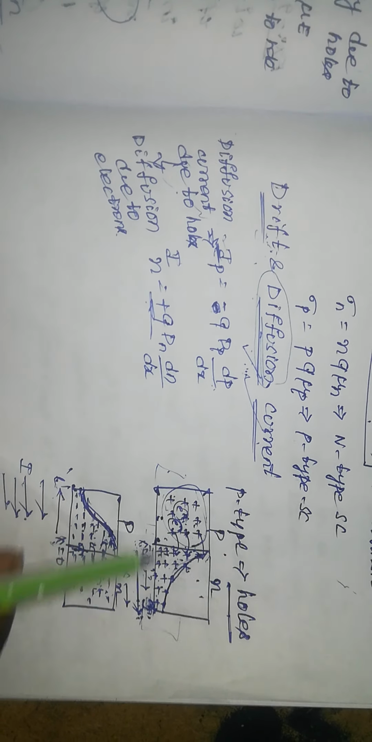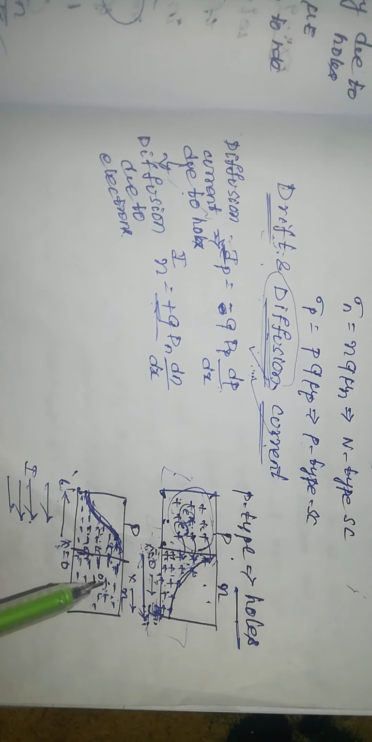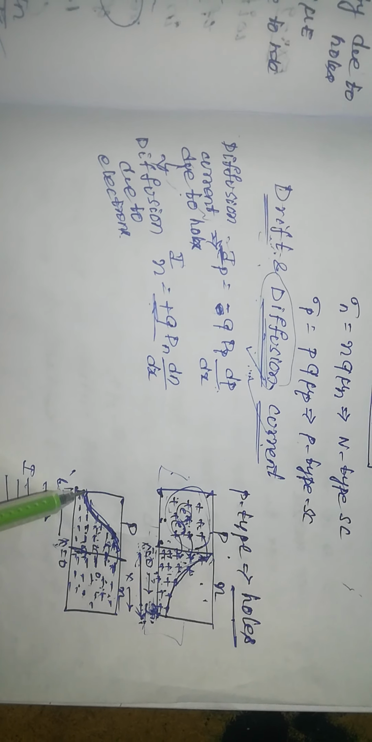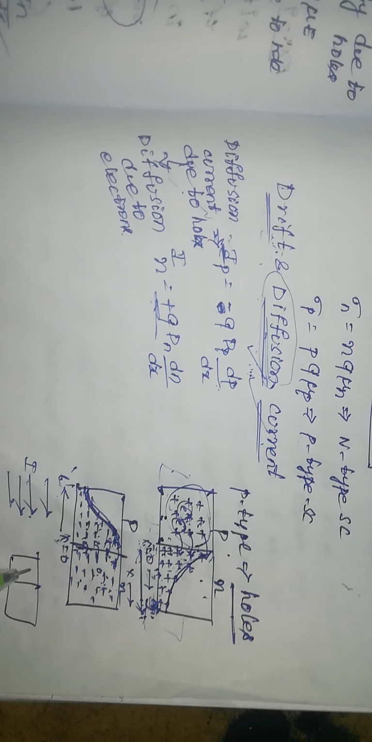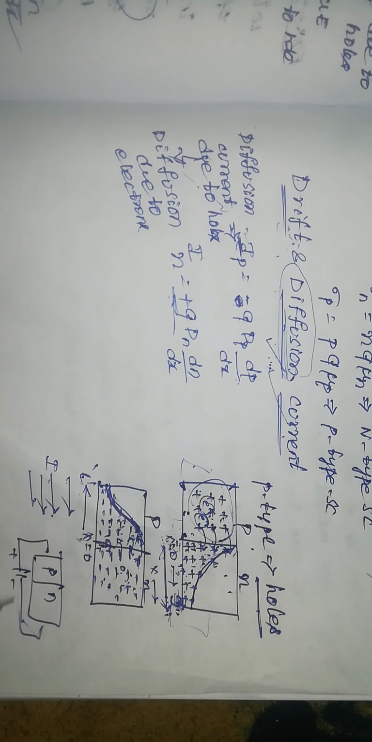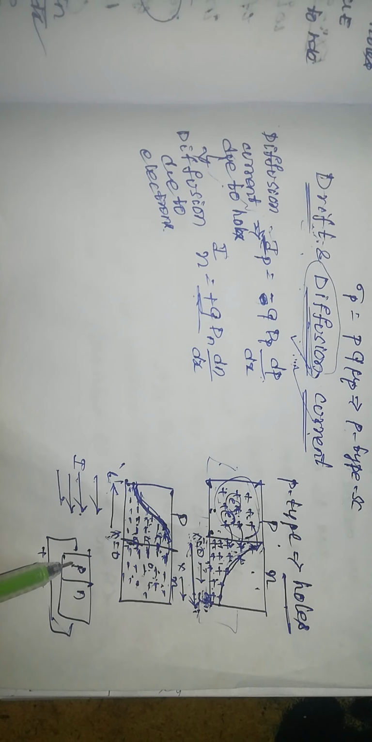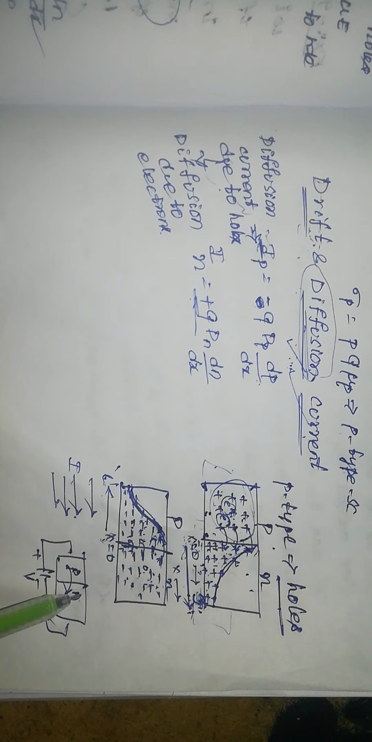Then this diffusion current is going to occur due to both holes as well as electrons. But if I apply an electric field to a PN junction diode, if I apply a potential to the PN junction diode, what will happen? The holes from the P side will move towards the N side. Similarly, the electrons coming from the N side move towards the P side.